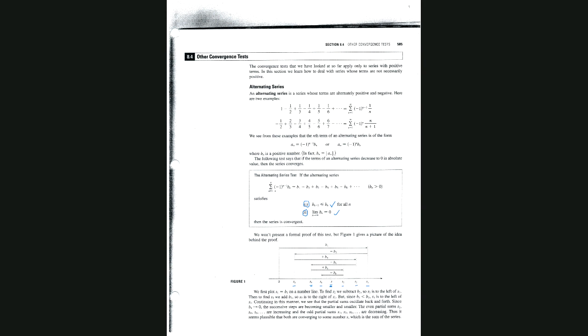How many find this picture to be helpful in getting an intuitive feel for why an alternating series would converge? Good. Thank you, John.